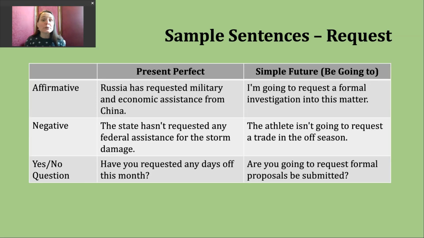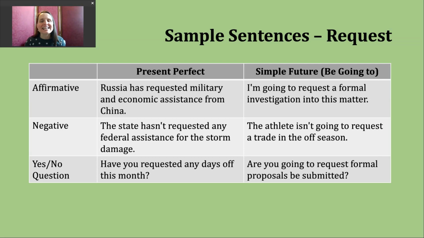Now let's continue using our verb of the day in a couple different verb tenses. Today we're going to practice the present perfect and the simple future. So to make a present perfect sentence, we need to pay attention to our subject. If our subject is I, you, we, or they, we'll use have.